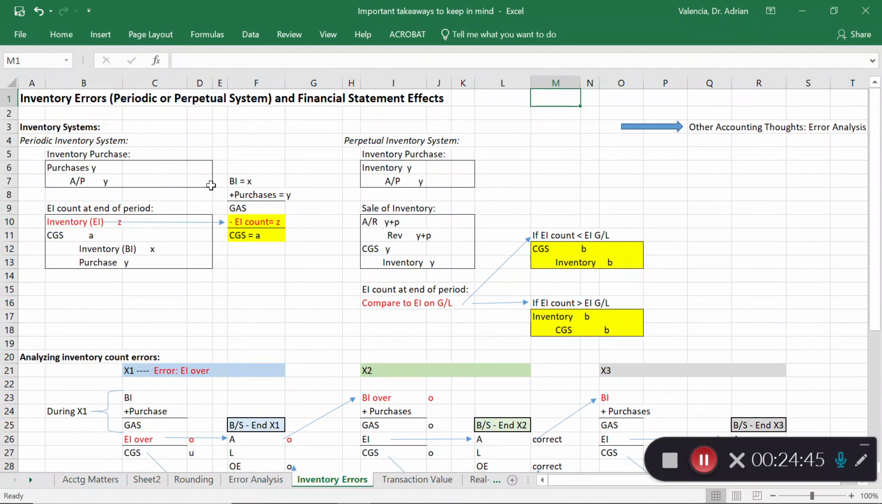Okay, that concludes the video on inventory error analysis. And again, if you want to see the one on a more general error analysis, a video that's more general about how to approach errors and the effects of the financial statements, go to that video and watch that. But this is simply the one on inventory errors.